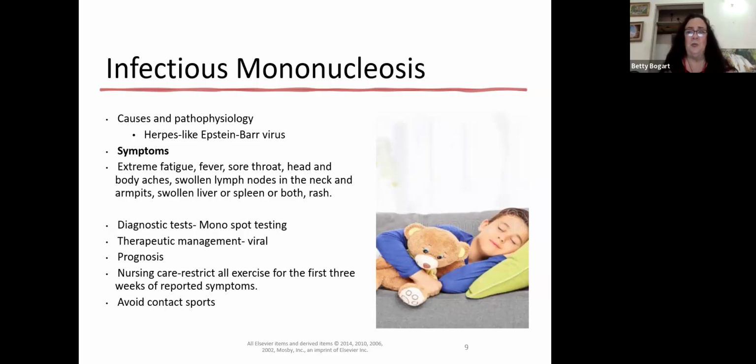Now, the other thing we're going to do because of the symptoms is what we call a monospot test. And that's going to see if they have mononucleosis. Now, all right, now we know what's going on. It takes time to go away, a couple of weeks.